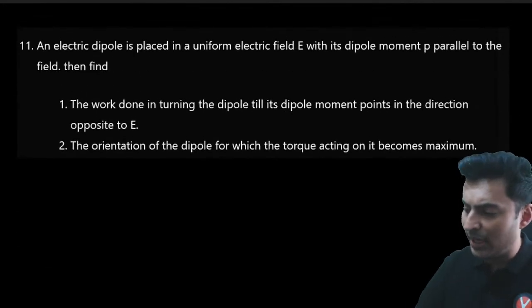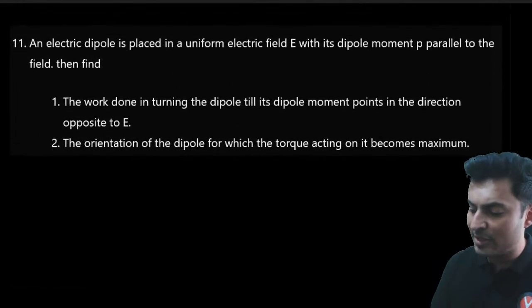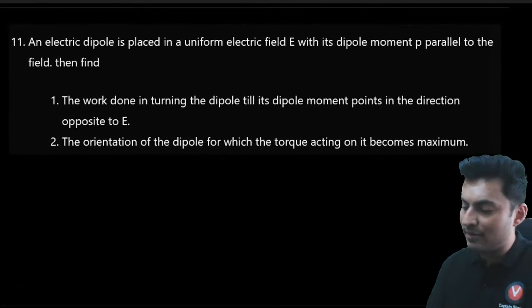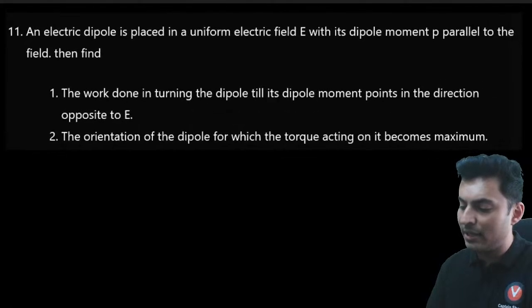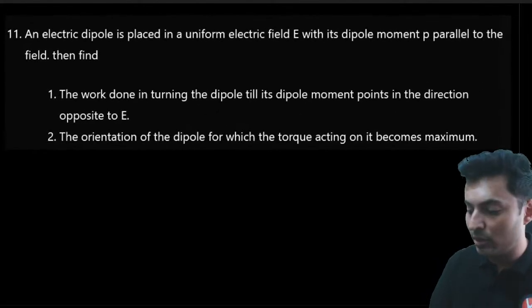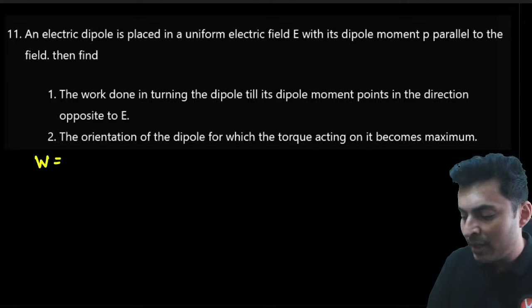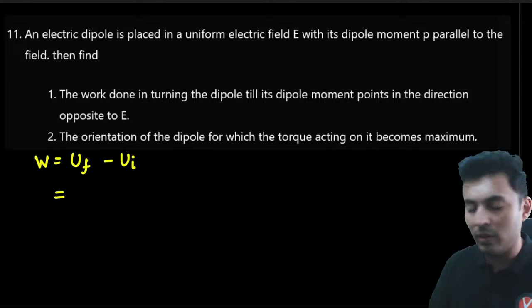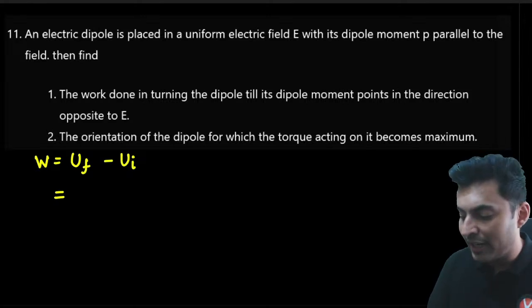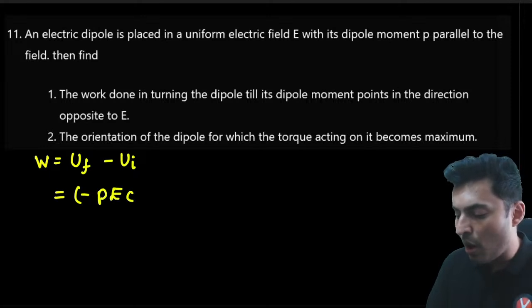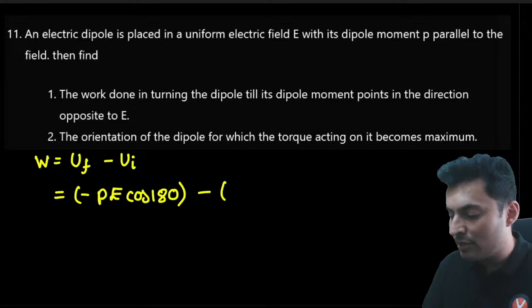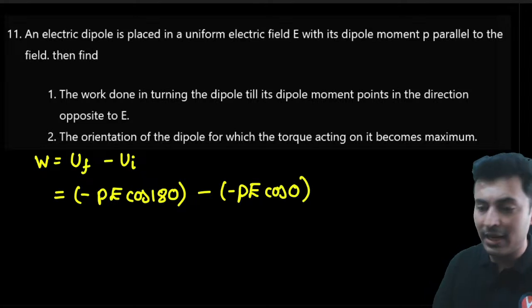Guys, for the first part, what do we need to do? Because the dipole is first of all pointing parallel to the field and now it is going opposite to the field, the work done will be the final potential energy minus the initial potential energy of the system, basically the change. Final potential energy will be minus PE cos 180, because it is anti-parallel, and initial will be minus PE cos 0 because it is parallel.